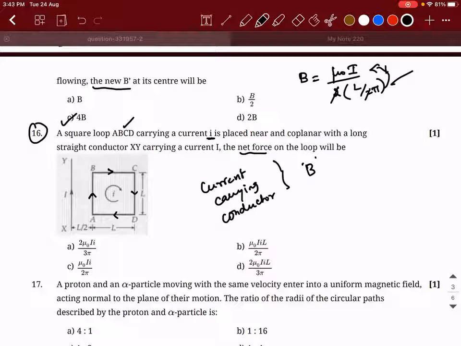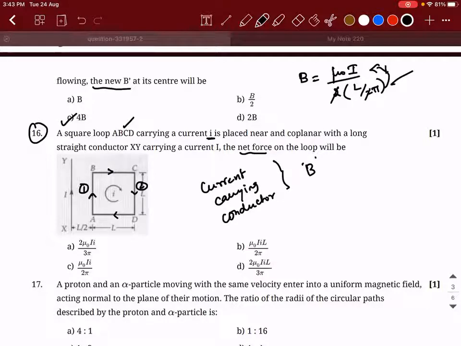Now, the question is, it is placed in the magnetic field due to whom? It is placed in the magnetic field due to the conductor XY. So this is the first point. This is the second point. Now think of it logically.